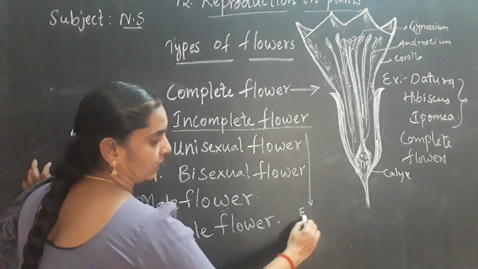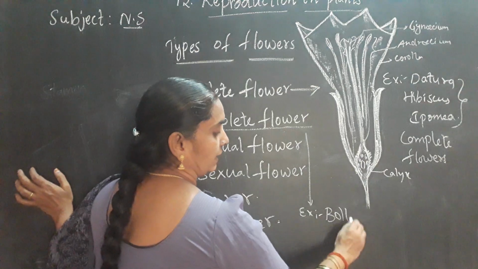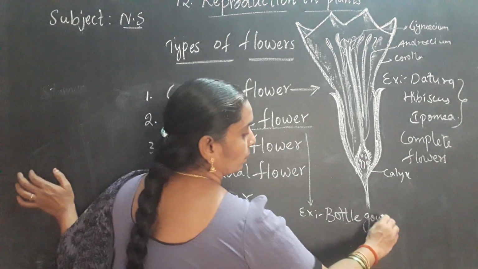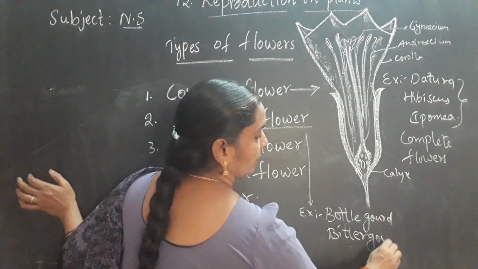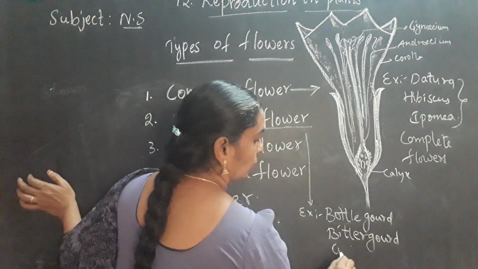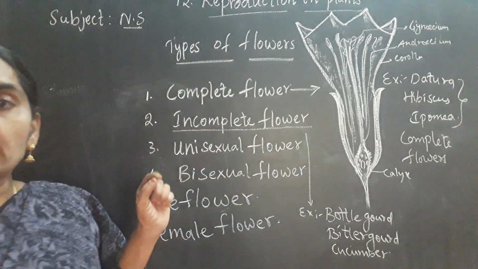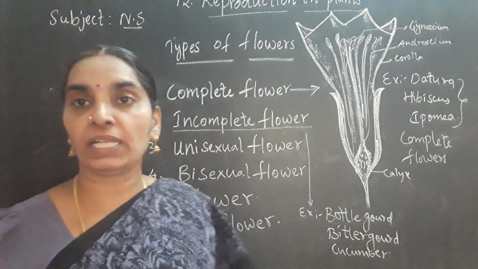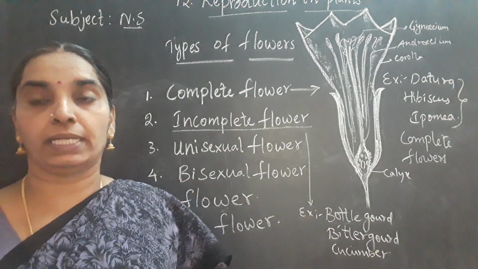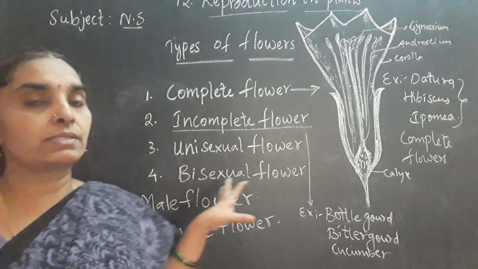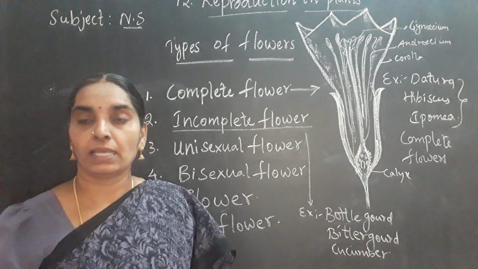So the incomplete flower examples are, children, bottle gourd, bitter gourd, cucumber. They are the best examples for incomplete flowers. In them, male flowers and female flowers are differentiated. So what is the importance of the differences in the sexes in this flower? We'll see now.